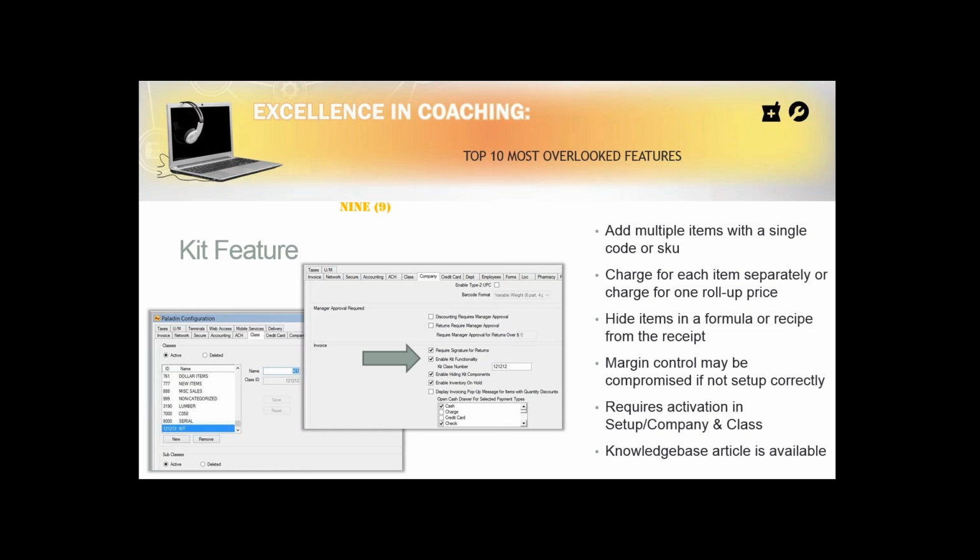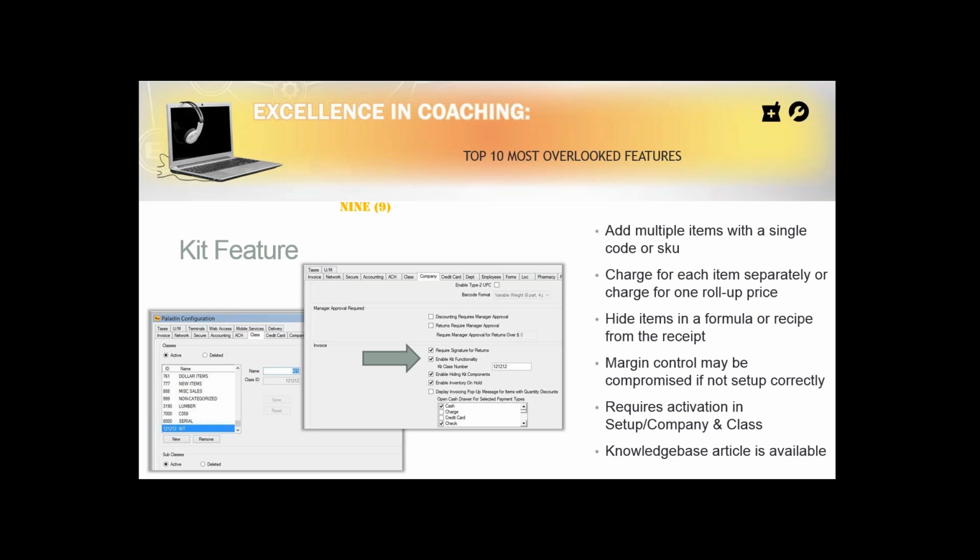To enable this feature, again, Company Setup tab, you have to go to Enable Kit Functionality. Then first you need to create a class ID for it. So you just go to the Setup class key, create a kit. I created one called 121212, and then that's the key that you put as a kit class number under the Setup Company tab.